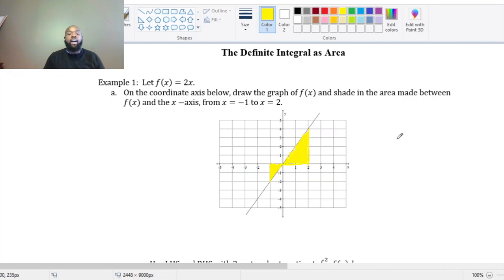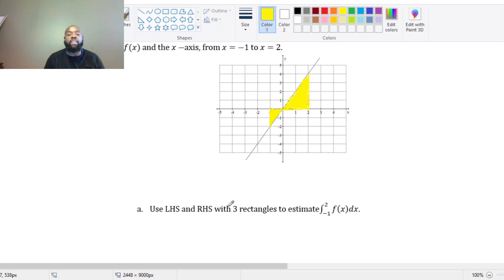All right. And so it says use the left hand and right hand sums with 3 rectangles to estimate the integral from -1 to 2, right? Again, -1 was here. We got 0 here, 1 is here, and 2 is here. So we're going to do a left hand sum and a right hand sum to estimate that. So the integral from -1 to 2 of f of x dx is approximately the sum from i equals 0 to n minus 1, which is 2, since n equals 3, of f of x sub i times delta x.